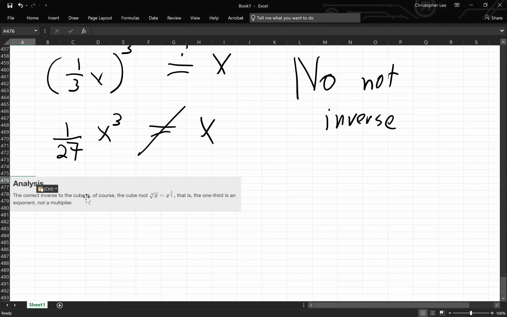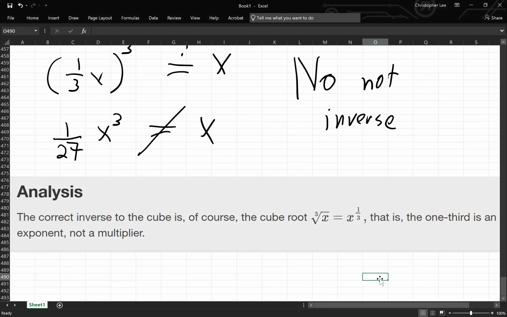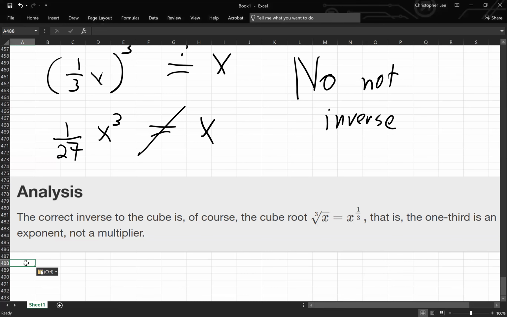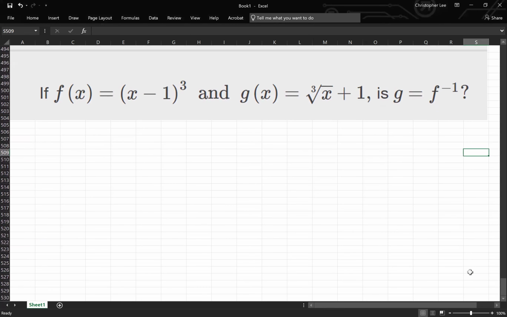Special note. The correct inverse to the cube is, of course, the cube root, which is equal to x to the 1/3 power. That is, the 1/3 is an exponent, not a multiplier. Let's try another one. So if f of x is equal to x minus 1 cubed and g of x is equal to the cube root of x plus 1, is g the inverse of f? Try it out, try it out.